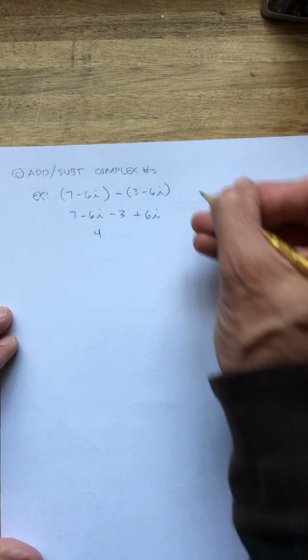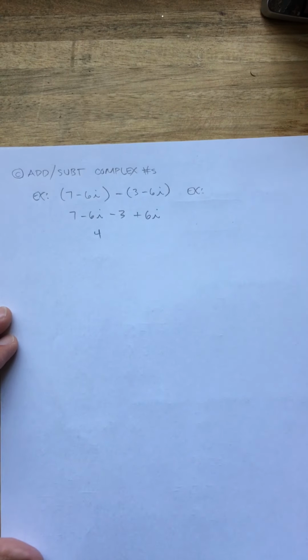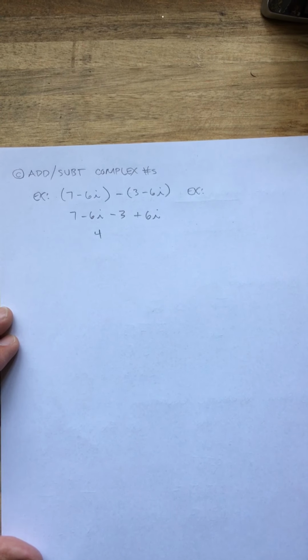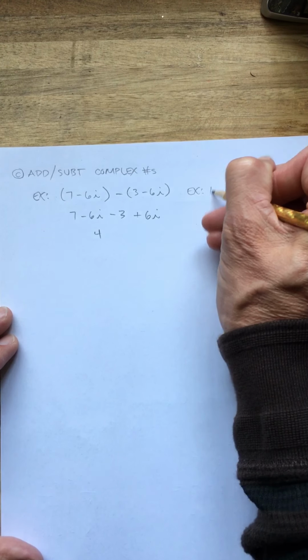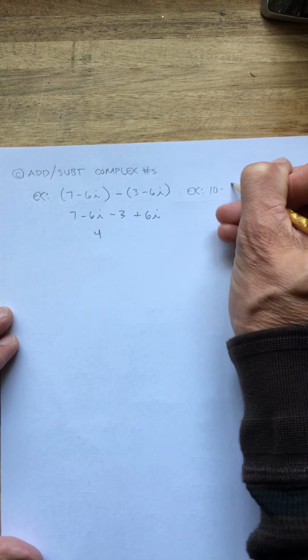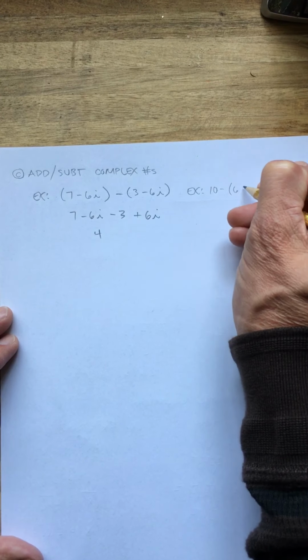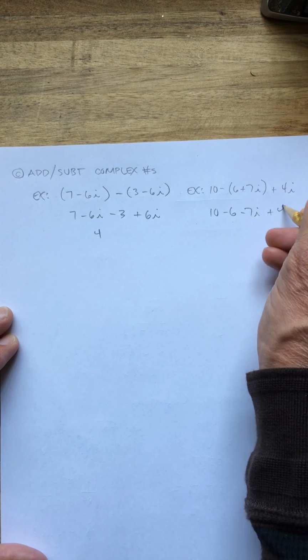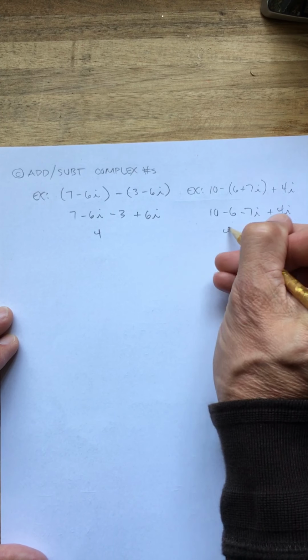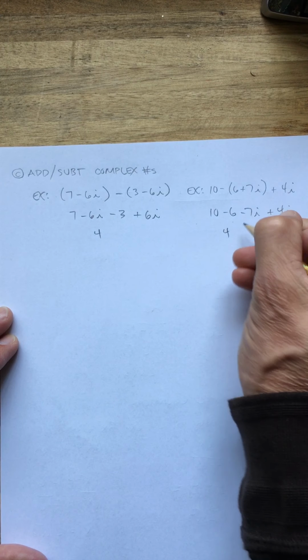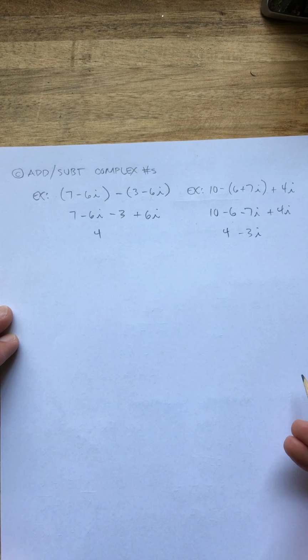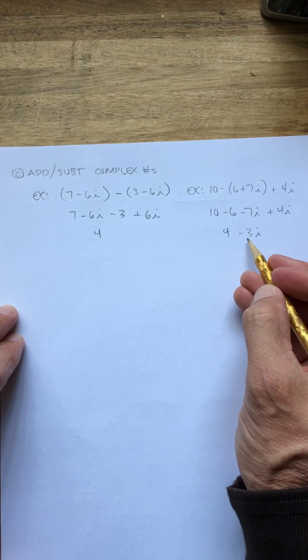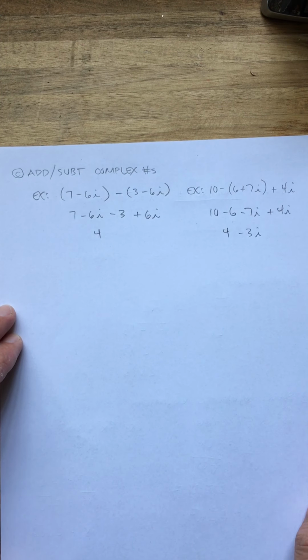I'll do one more of them. It's not going to be that tough here. Let's just do this really fast. 10 minus 6 plus 7i plus 4i, okay? So here we go. 10 minus 6 minus 7i plus 4i. Okay, 10 minus 6 is 4. Negative 7i plus 4i is negative 3i. Okay, we have a complex component of negative 3, and we have a real component of 4.